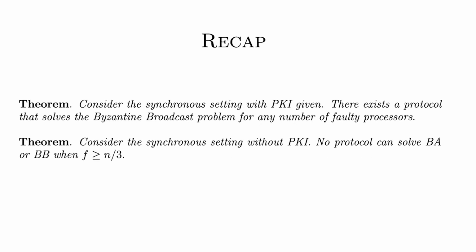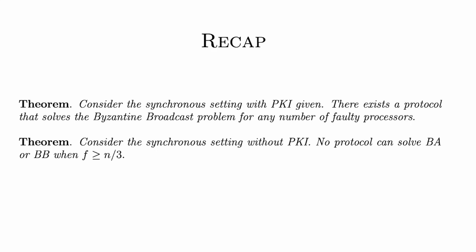So where are we? So far, we're still in the synchronous setting. We saw if you have a PKI, you can deal with any number of faults. You have this sort of Dolev-Strong type protocol. We've also considered the synchronous setting without PKI, so we know no protocol can solve BA or BB when f is greater than n over 3. So the next thing we want to do is show that when f is less than n over 3, you can.